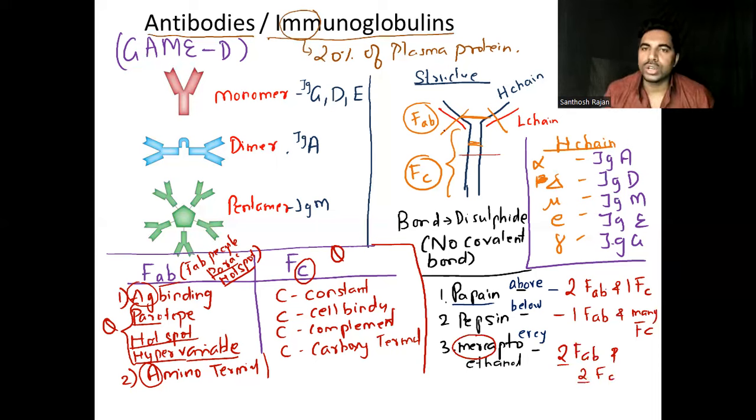So break upper ho jayega to kya hoga aapko? You will get two Fab and one Fc. Niche hoga to the Fab will become only one, but this Fc will be many. Both are Fc, and they will break. That's it. Okay. So these are the things you should be remembering in this point, in antibody immunoglobulin. These are the basic things. So please don't forget. I've revised it very carefully. In one page, I finished everything. So very simple. If you solve the questions, you will do it very easily.